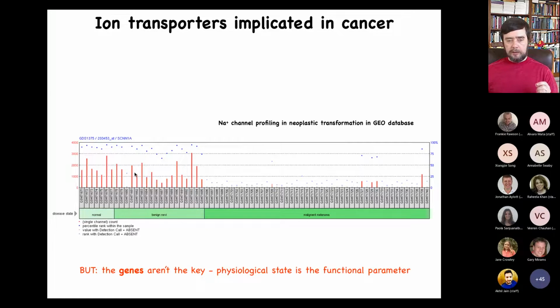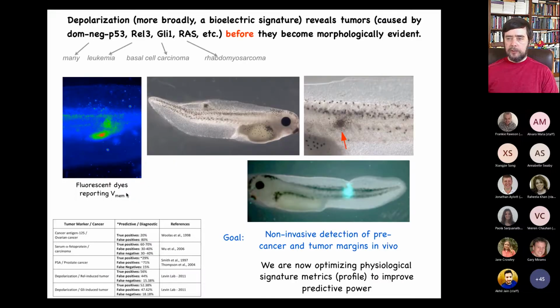But this is really important. Focusing on this aspect of it, I think, is holding the field back, because the key here isn't the gene. It's not one specific gene. It's not the gene product. It's a physiological state, the bioelectrical state. That's the key parameter, and in fact, not even a single cell state. And so let's take a look at what that looks like.